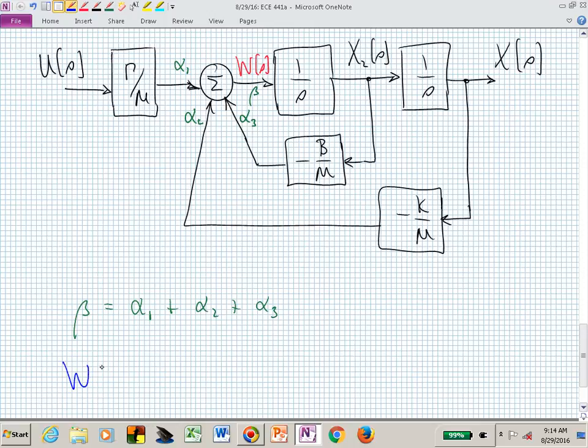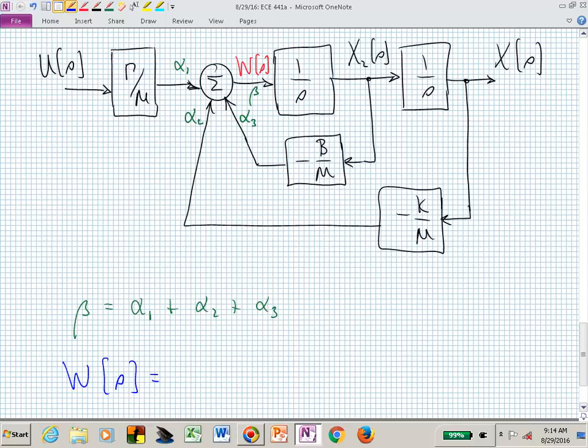Beta is just our W of S that we arbitrarily wrote down. We just said, let's label that signal as some variable, and I'm just going to label it as capital W of S. Now, what's alpha 1?